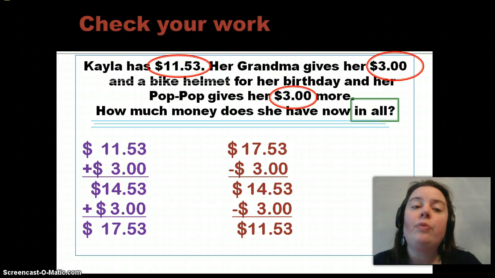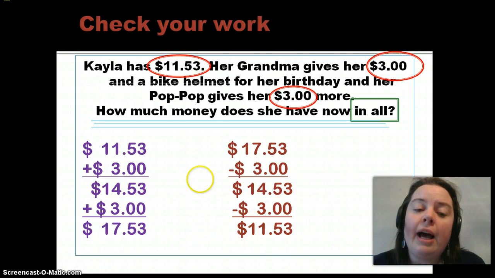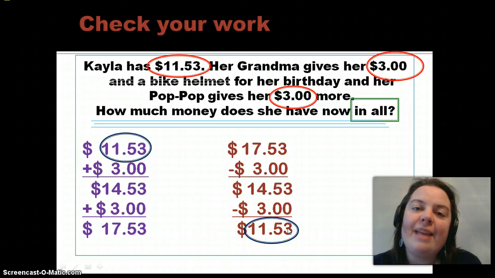And now to check to see if we got it right, we look at the original number we started with over here, and does that match our answer over here? Yes, they match, so you got it right. Good job when you checked your work.